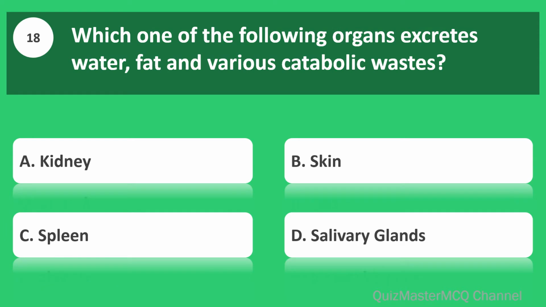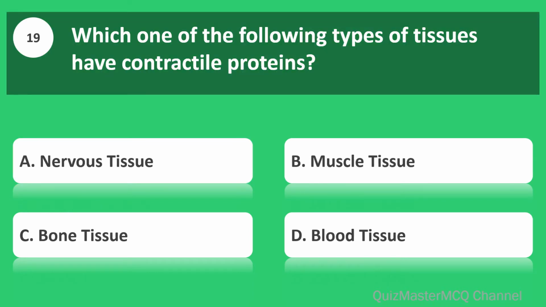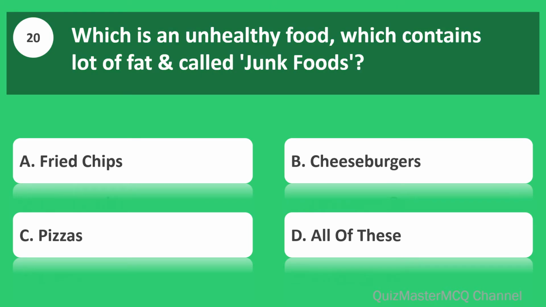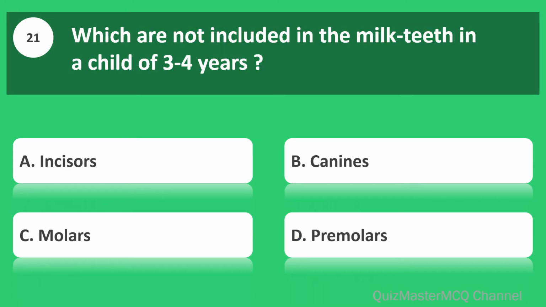Which one of the following organs excretes water, fat and various catabolic wastes? Kidney. Which one of the following types of tissues have contractile proteins? Muscle tissue. Which is an unhealthy food, which contains lot of fat and called junk foods? All of these. Which are not included in the milk teeth in a child of 3 to 4 years? Molars.